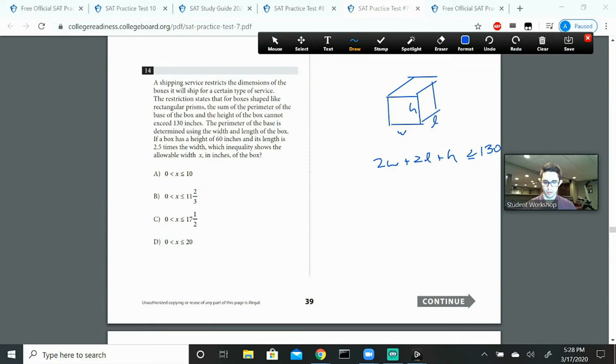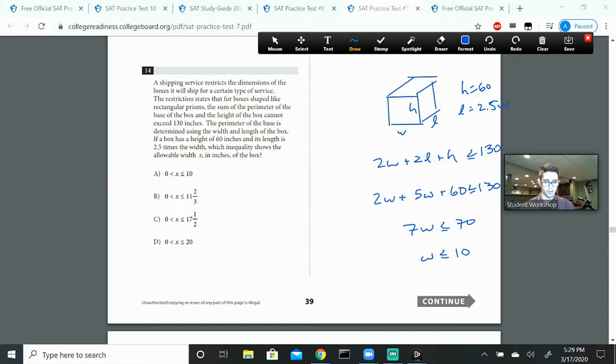All right, that's telling me what I just said. If a box has a height of 60 inches and its length is 2.5 times the width, which inequality shows the allowable width? All right, so height equals 60, length equals 2.5 times the width. What width are we allowed? We can just substitute those in. 2W, 2 times 2.5 is 5, so 5W plus 60 is less than or equal to 130. And then we subtract 60 and combine our W's. So W has to be less than or equal to 10.